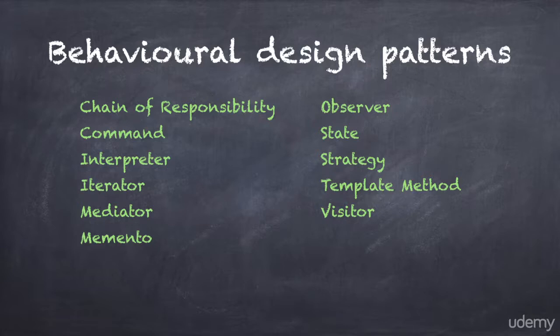They are the chain of responsibility pattern, the command pattern, the interpreter pattern, the iterator pattern, the mediator pattern, the memento pattern, the observer pattern, the state pattern, the strategy pattern, the template method pattern, and the visitor pattern. Each of these patterns will help you structure the interaction between different parts of your application architecture.